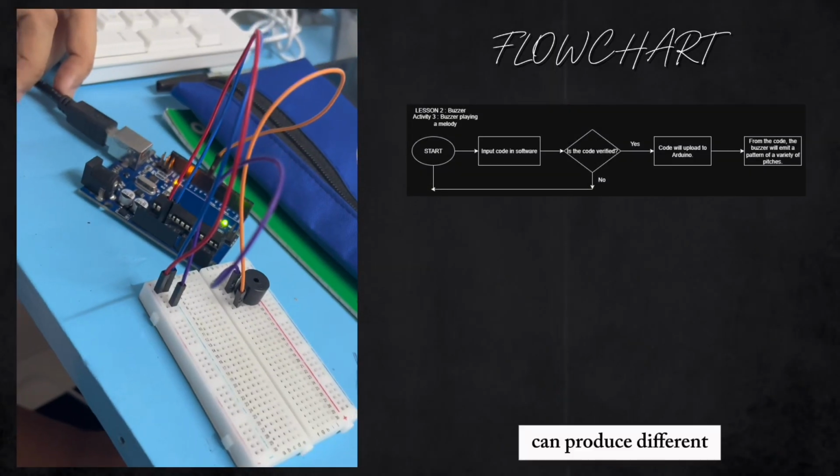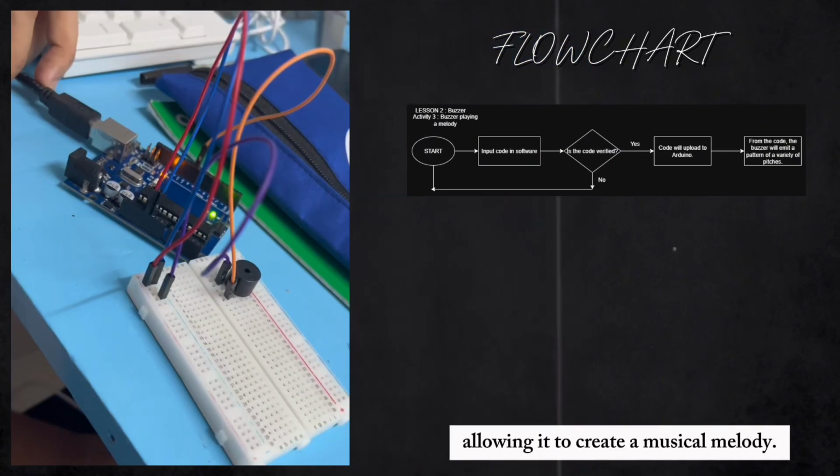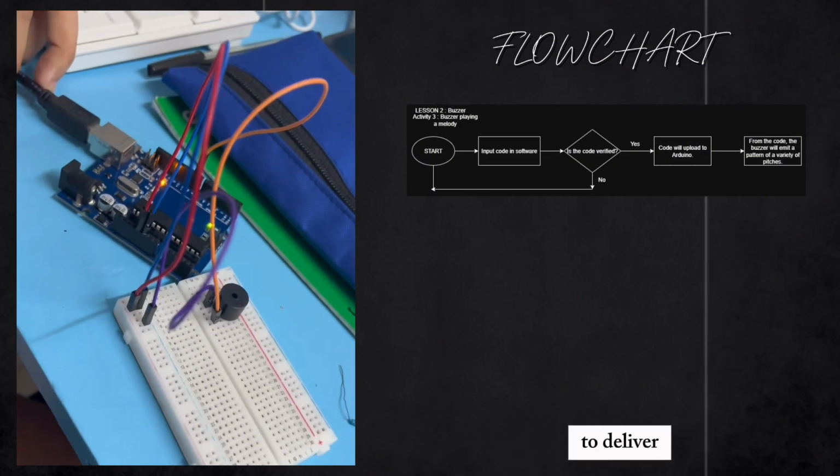The buzzer can produce different frequencies and durations of sound, allowing it to create a musical melody. This shows how sound can be controlled and used to deliver complex information.